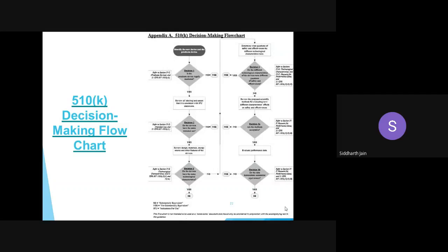Starting from the device intended use, with the help of yes and no you can say whether you will require a 510K or a PMA route, or what the different strategies are. So depending upon this decision making flow chart, you can determine the 510K route or which route you would like to go ahead with. The next slide.